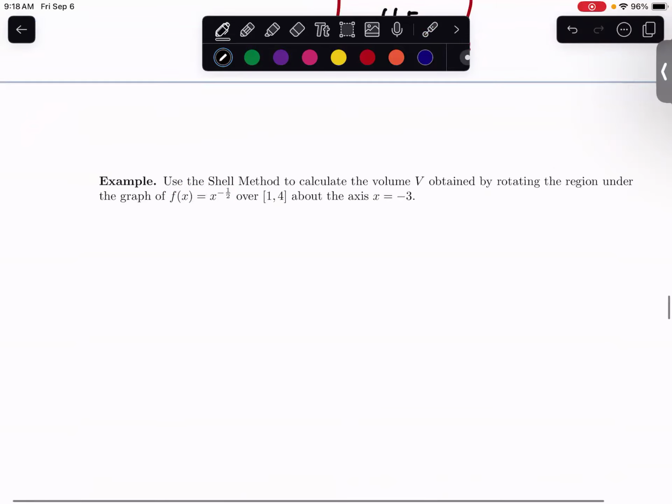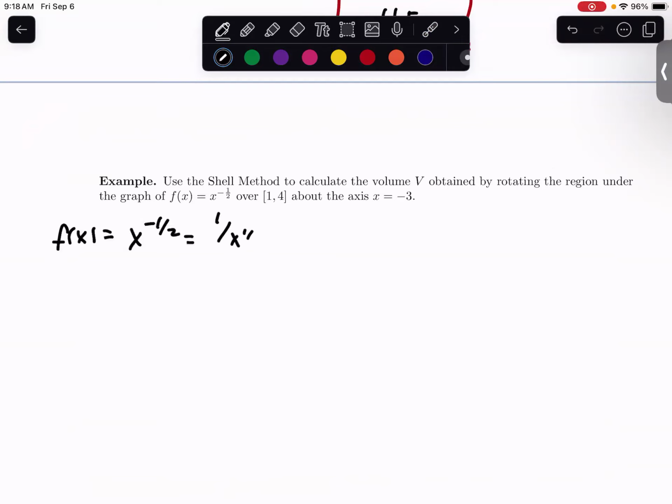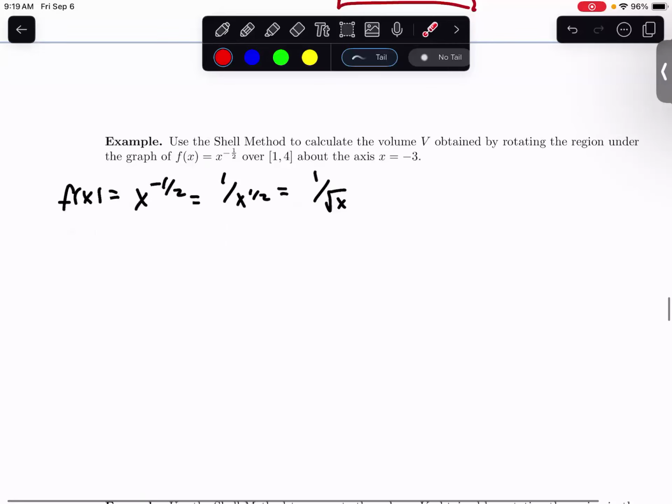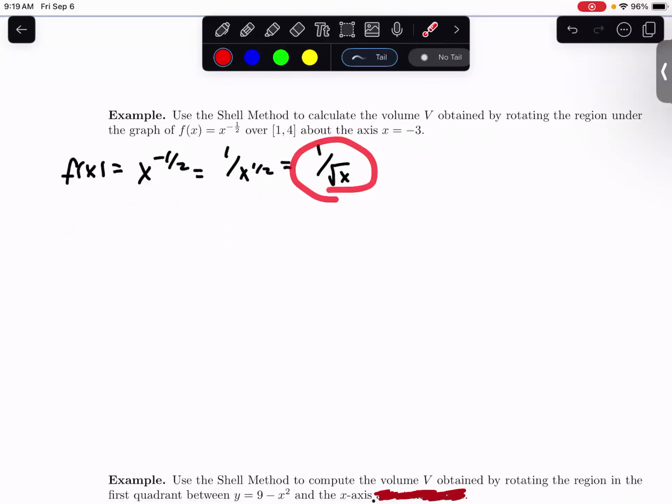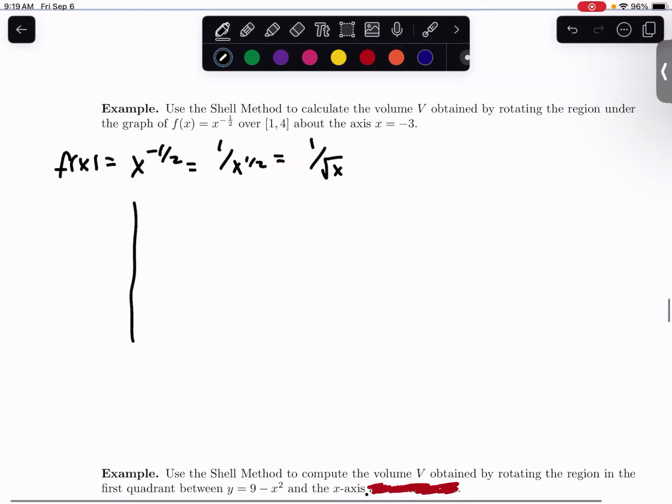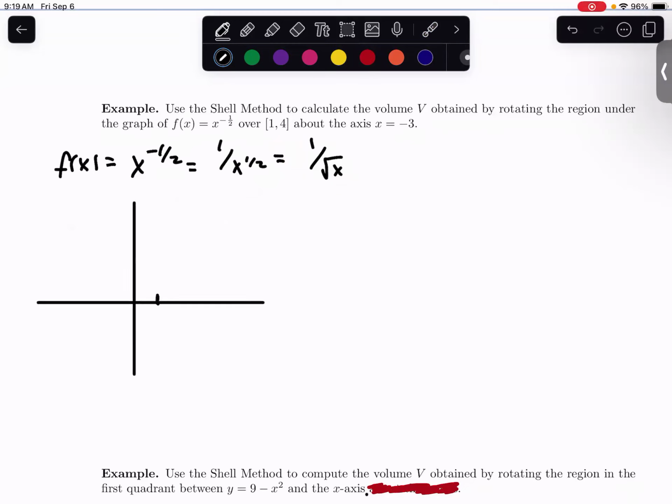You can rewrite things in the following way to make life a little bit easier for you. So x to the minus 1/2 power is the same thing as 1 over x to the 1/2 power, which is really just the same thing as 1 over the square root of x. And we're looking at the values of this function on the interval from 1 to 4. So it's going to look something like this. We're interested in the region from 1 to 4 for this function, f of x is equal to 1 over the square root of x.